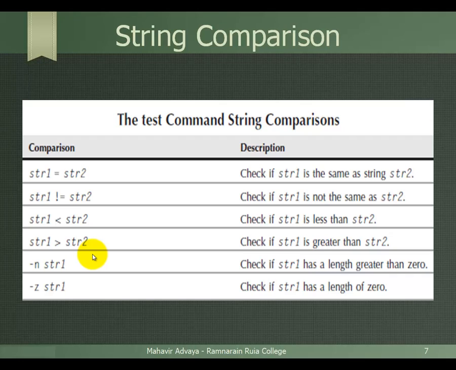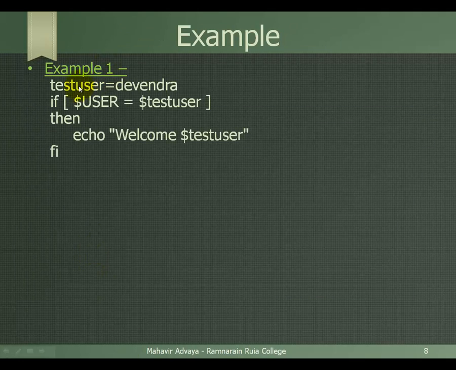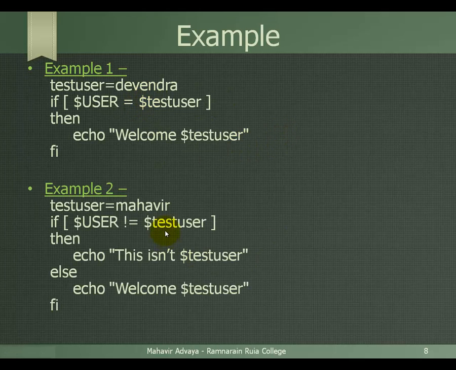Again, a few examples on this. In this example I have the variable testuser and assign the value Devendra. This statement will check whether the user is Devendra or not. If he is, then we display the welcome message here. So this is example 1. In example 2, again there is a message, but here we are using an else. If the user is confirmed, then it will display the welcome message, else it will display that this is not the user, if the value is not equal to what is specified here.